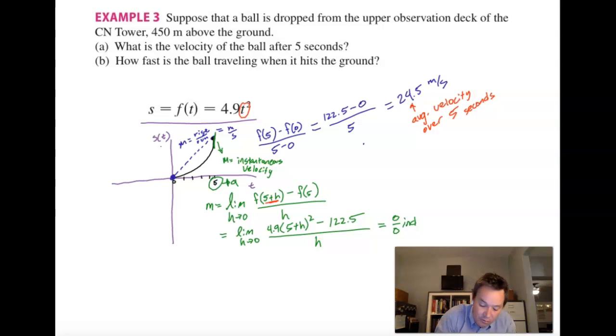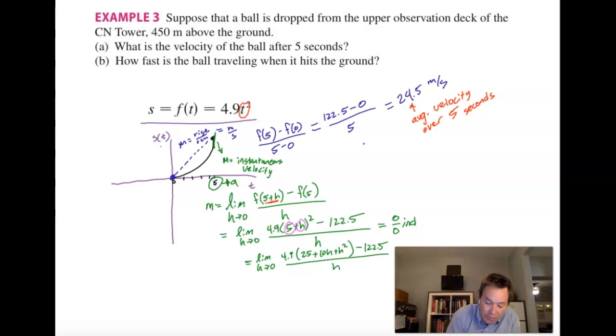So let's see, limit h approaches 0, 4.9 times 25 plus 10h plus h squared. Remember, you cannot just square the h and square the 5. That does not follow order of operations. You have to multiply 5 plus h by itself and FOIL that out. Minus 122.5. Okey-doke. Distribute the 4.9. Oh, whoops, this is all over h. Distribute the 4.9.